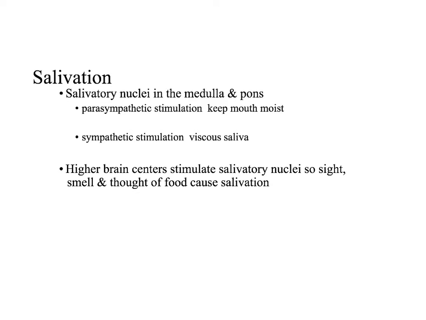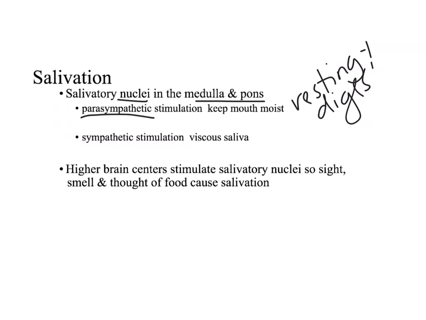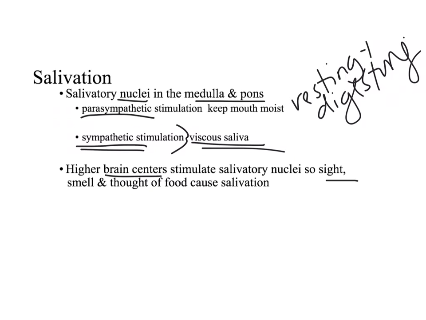Okay, so salivation is controlled by some nuclei that are in the medulla and the pons. When you're resting and digesting, your mouth is nice and moist. Whenever you're scared and you have sympathetic stimulation, you end up with very thick saliva. There are also higher brain centers that can cause us to make our mouth water. So if you start thinking about food or smelling food or seeing food, it can cause you to salivate.